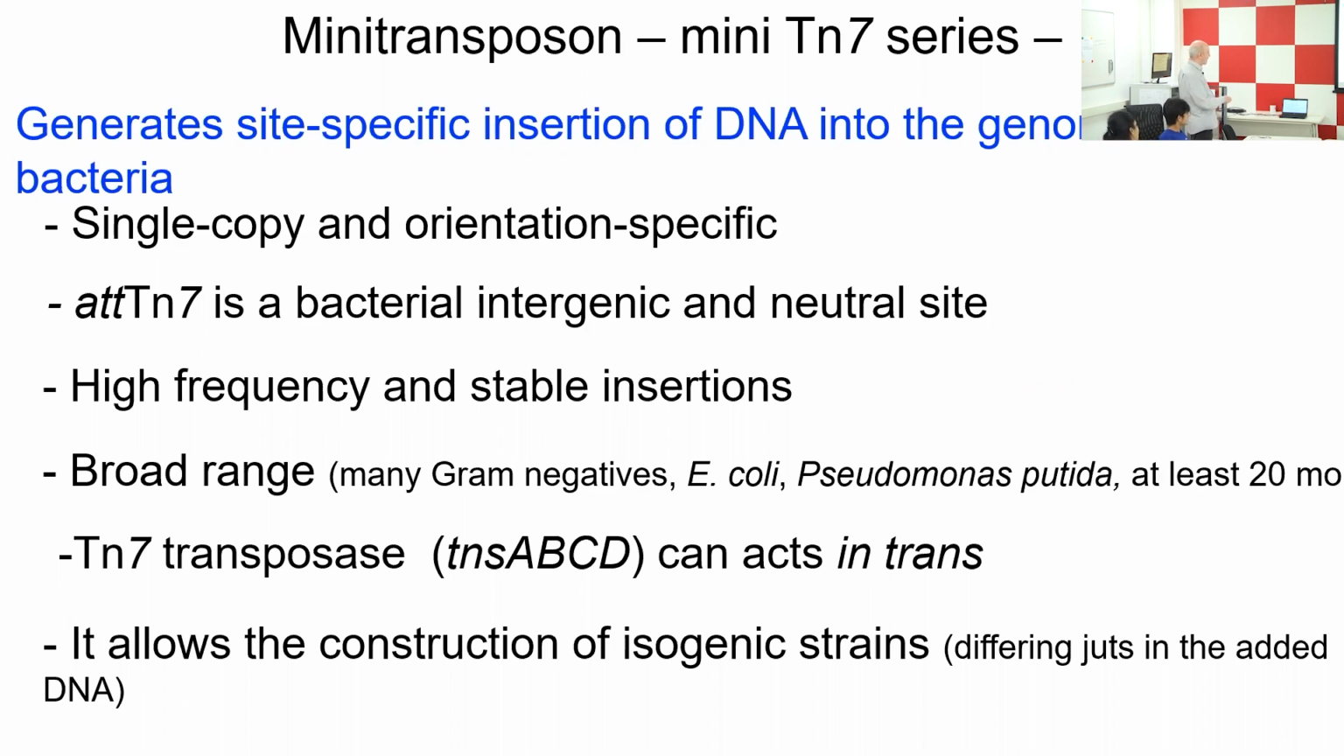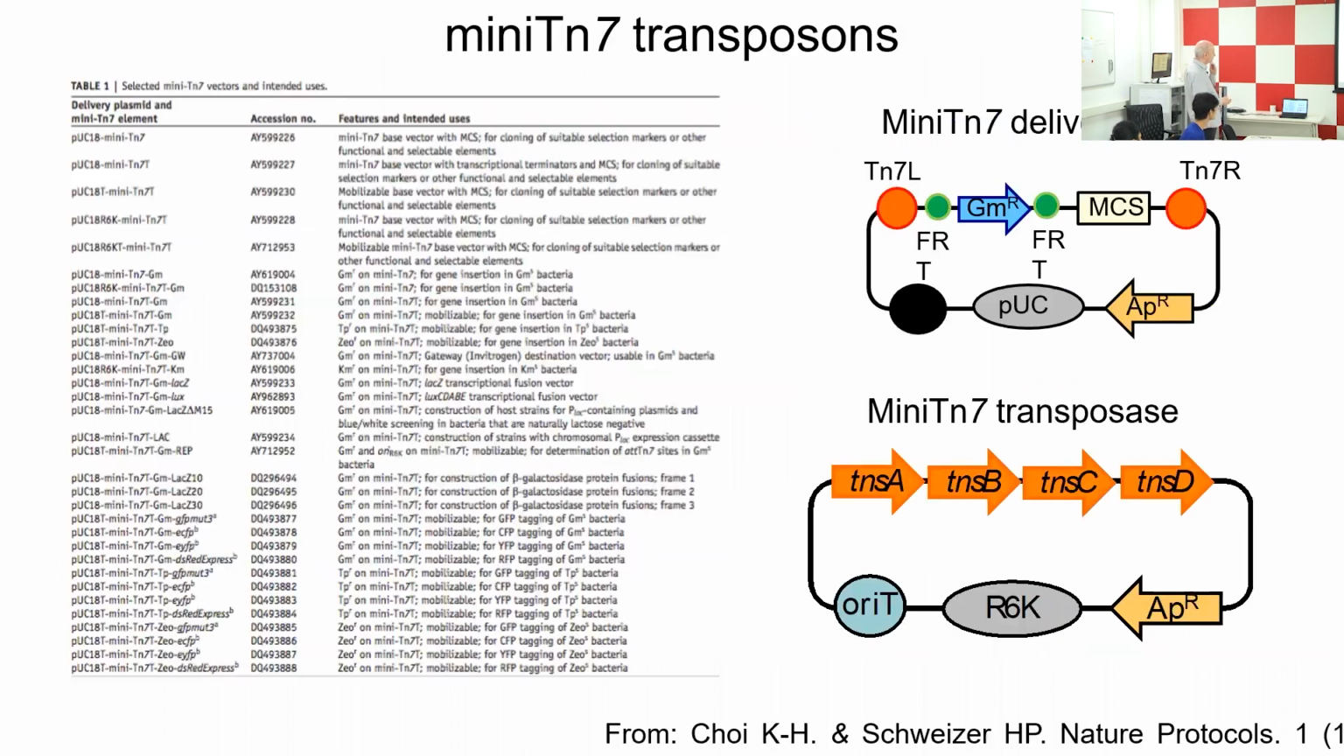And the Tn7 transposase can also act in trans, as in the case of Tn5 and Tn10. What is very interesting is that because the insertion always goes to the same place in the genome of the target bacterium, you can make a collection of isogenic strains that are identical except for the nature of the insertion, which is precisely in the attTn7 site. So that is very useful for some applications.